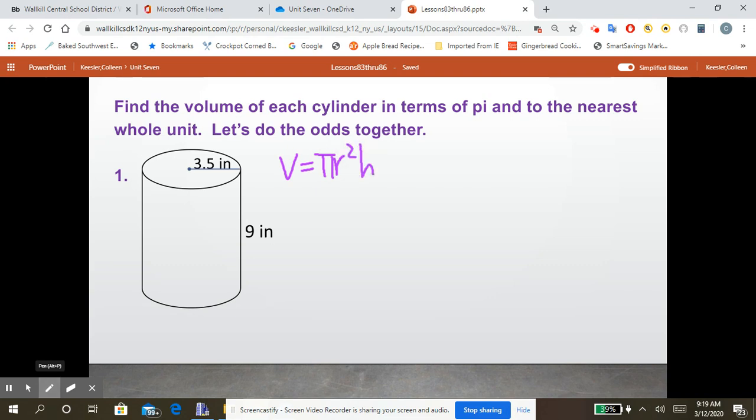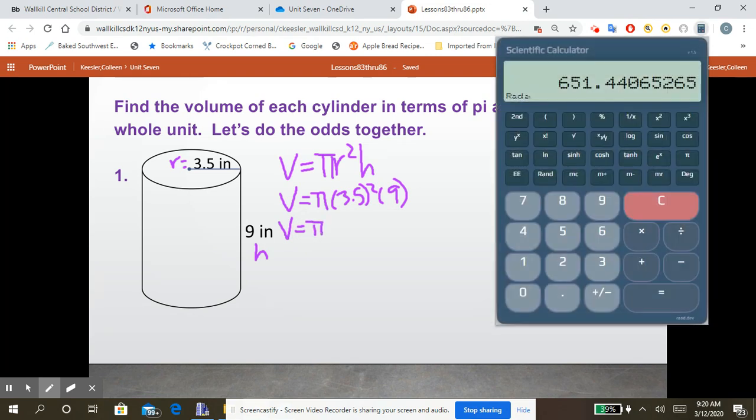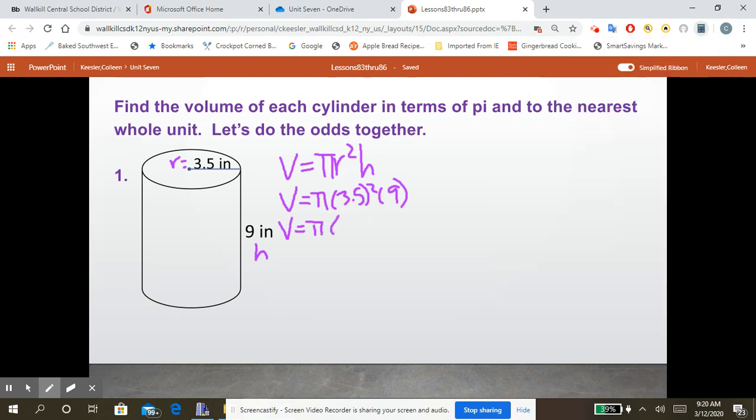So if we take a look at the cylinder, we see that the radius is 3.5, and I know that's the radius because it's only the distance halfway across the circular base, and the height is 9. So we do volume equals pi times 3.5 squared times 9. Now, 3.5 squared is not a number that most people know off the top of their head, so you can use your calculator. Do 3.5 squared, and we get 12 1/4.